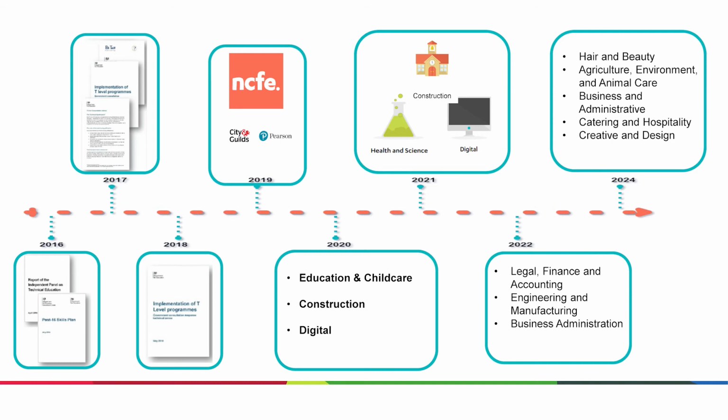In 2021, there are 7 more pathways to be rolled out under the digital, construction and health and science routes. Another 3 pathways will commence in 2022, and by 2023, all T-level pathways are due to be rolled out.